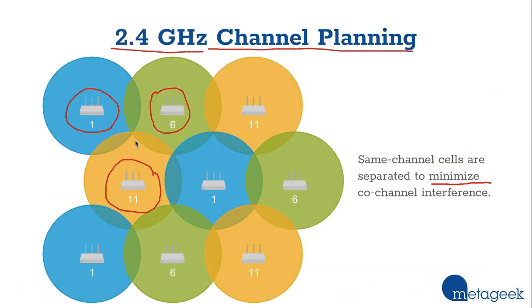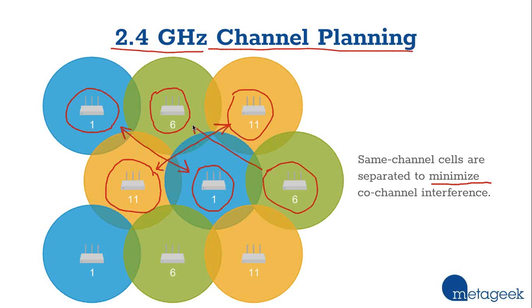Now, we're going to start reusing our channels. So the next access point that we're going to put in, we're going to go back to channel 1, and then we'll use channel 11, then we'll use channel 6 again. What you'll notice here is that we've kept our same channel coverage cells as far away from each other as possible to try to keep them from hearing each other. Now, in 2.4 gigahertz, it's very, very difficult to make them completely not able to hear each other, but you can minimize it as much as possible.